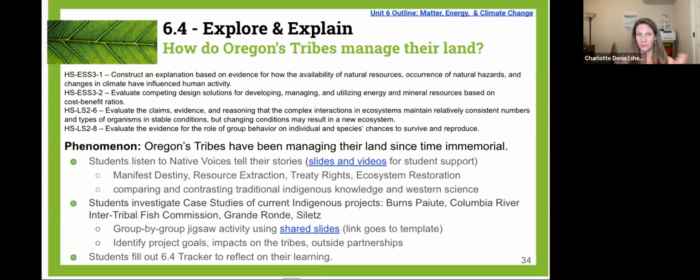So for me, that part was particularly interesting. There's a large Venn diagram that the students are able to use for that. And then the more active part for students is that they investigate. There are 4 case studies that come from tribes or confederations across the state, where students are working in groups to read about the things that the tribes are doing to manage their land in their area.